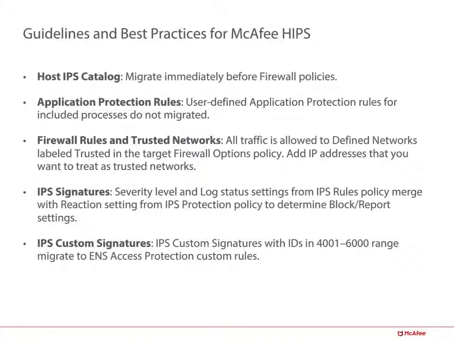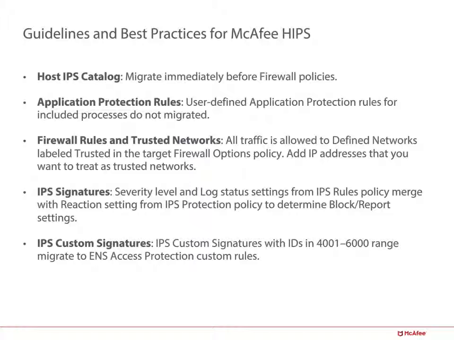Some guidelines and best practices for migrating the McAfee HIPS policies are: we really recommend that you migrate the host IPS catalog before you migrate the firewall policies. For any of the application protection rules that has to do with the IPS rules policies of HIPS, any user-defined application protection rules for included processes that you had defined will not migrate. The firewall rules and trusted networks, all the traffic is allowed if you have a defined network labeled as trusted in the firewall options policy.